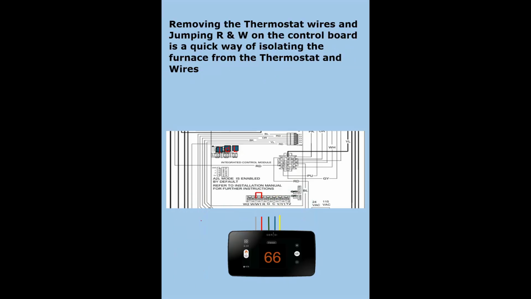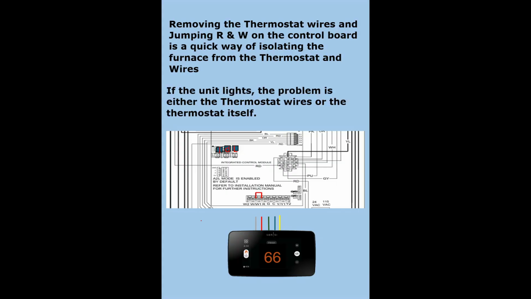Removing the thermostat wires and jumping R and W on the control board is a quick way of isolating the furnace from the thermostat and the wires. If the unit lights, the problem is either the thermostat wires or the thermostat itself. Because if you're taking the thermostat and the wires out of this situation and jumping straight from the board and the unit runs, there's nothing wrong with the furnace. The problem is the wires or the thermostat itself, or its sub base, but it's outside of the furnace.